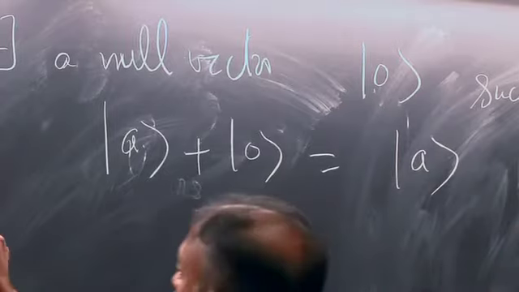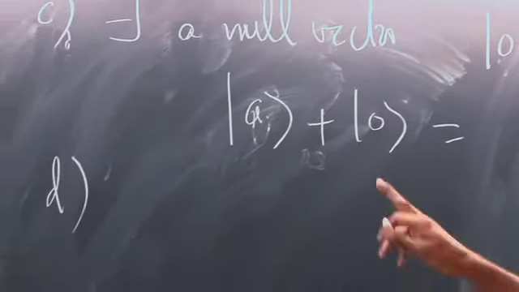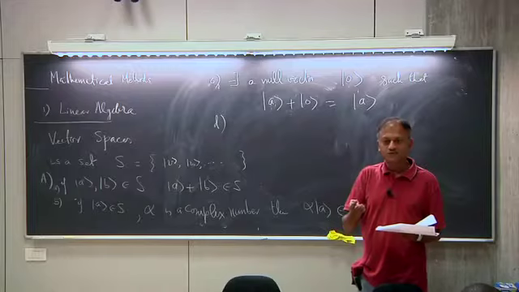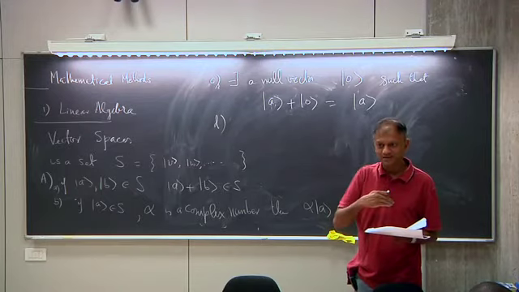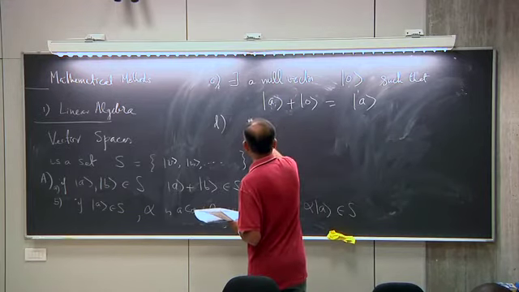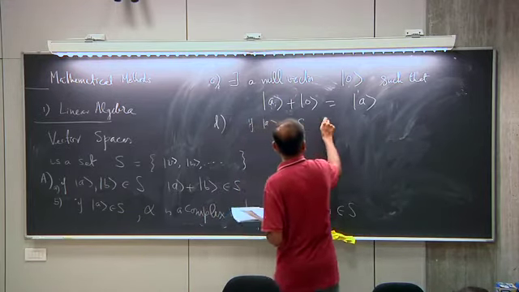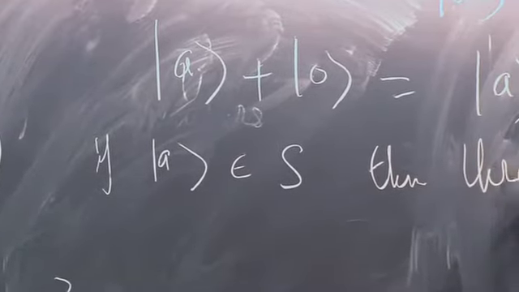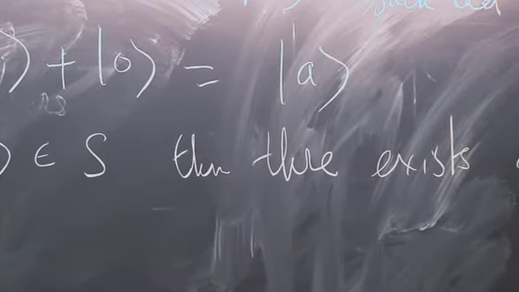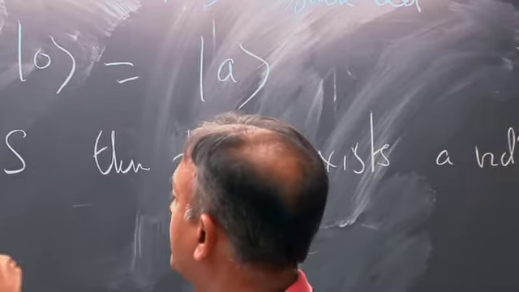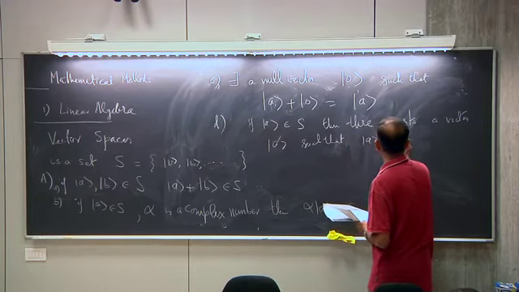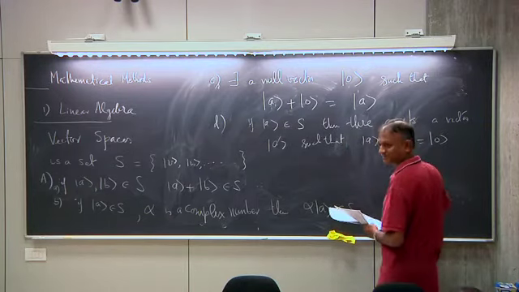And finally, there is also a notion of inverse. Whenever there is an operation you have given, you can ask the question: is there an inverse of that operation? So in what sense inverse? I'll just write: if A belongs to S, then there exists a vector A prime such that A plus A prime is equal to the null vector.